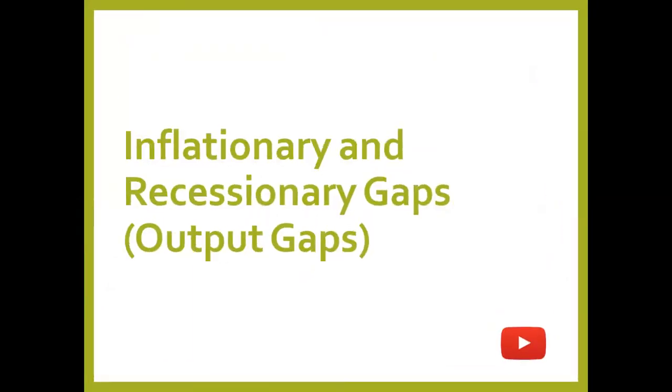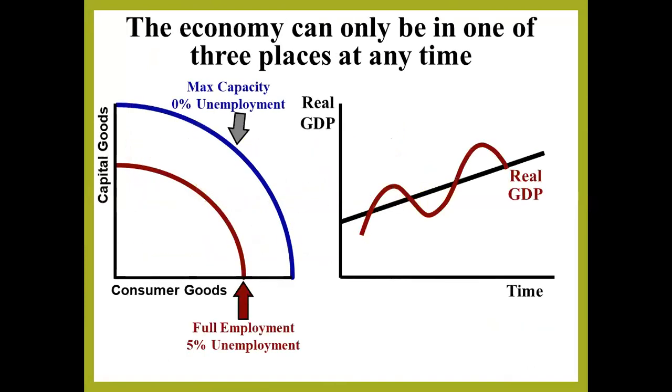Now, when that happens, you get gaps. You have inflationary and recessionary gaps. They're also called negative or positive output gaps, which we will go over. So here are 2 graphs that we've already learned. We've already looked at these before. We know that the economy can only be in one of 3 places at one time. The economy can either be at full employment, it can be above full employment, or below full employment. Pretty simple.